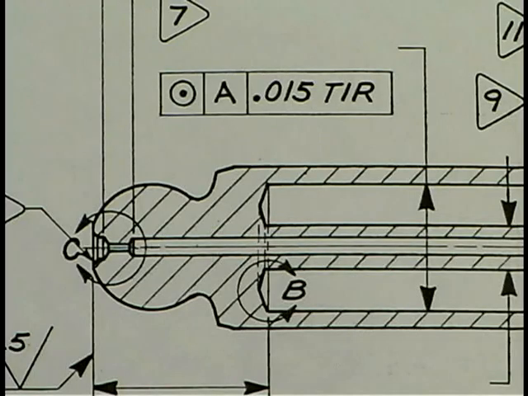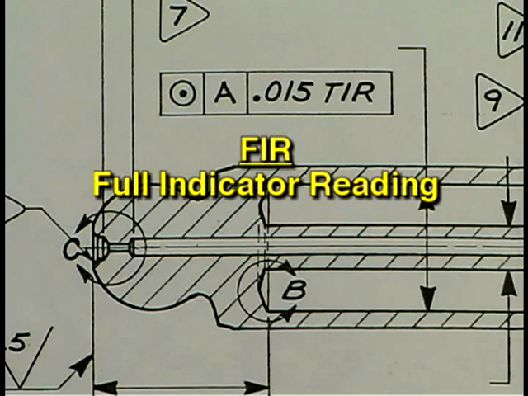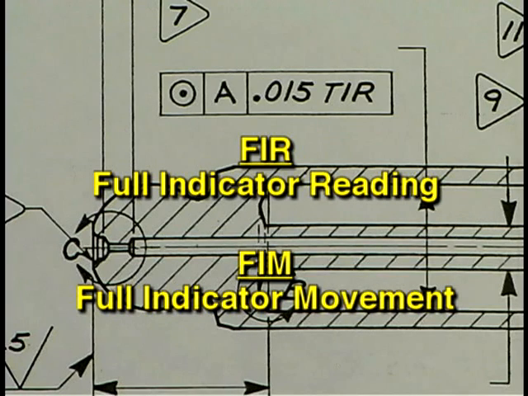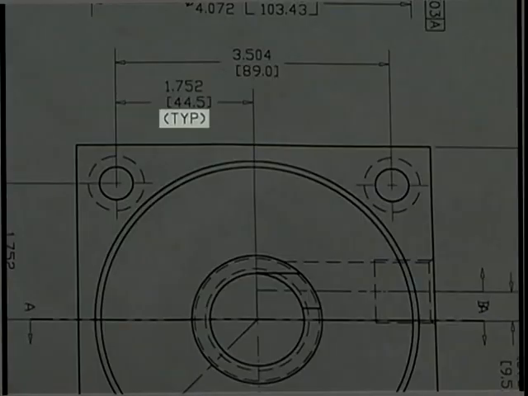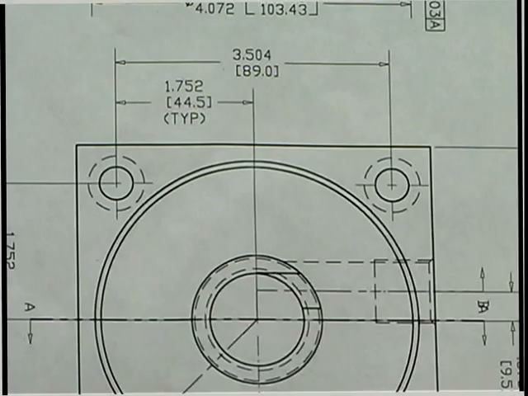TIR may also appear as FIR for full indicator reading, or as FIM for full indicator movement. TYP is the abbreviation for typical. This means that the dimensional data provided on the print applies to other features on the workpiece which have the same dimensions. Here you can see that this dimension states that this hole should be 1.752 inches from the center line. Because this dimension is labeled with a TYP designation, we know that the distance from the center line to an identical feature should also be 1.752 inches.